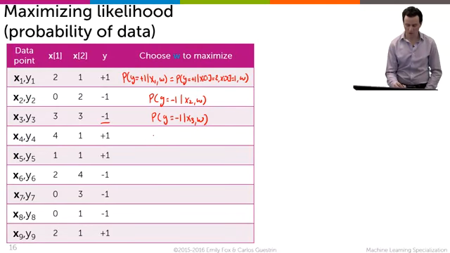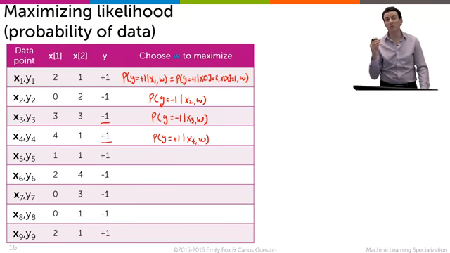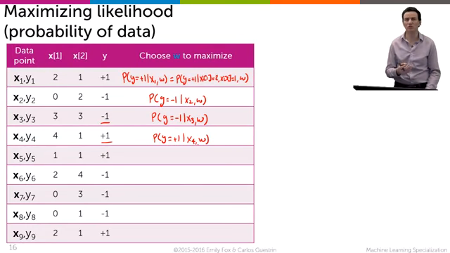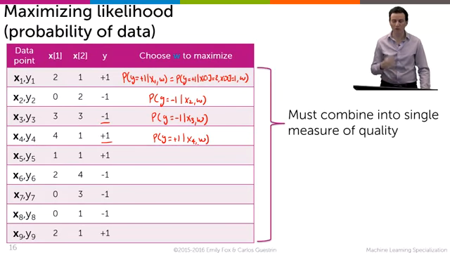For the fourth one, we're trying to make the probability that y is +1, a positive example, given x4 and W as large as possible. So for the positive examples, we're trying to make the probability that y equals +1 as big as possible. For the negative examples, we're trying to make the probability that y equals -1 as big as possible, which is pretty natural. And we want to do that for every single one of those examples.